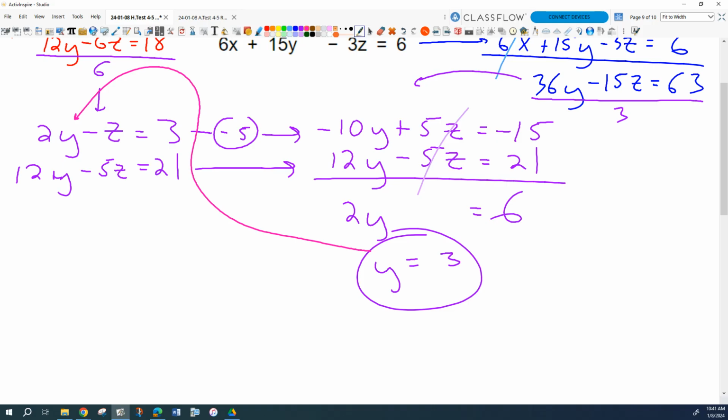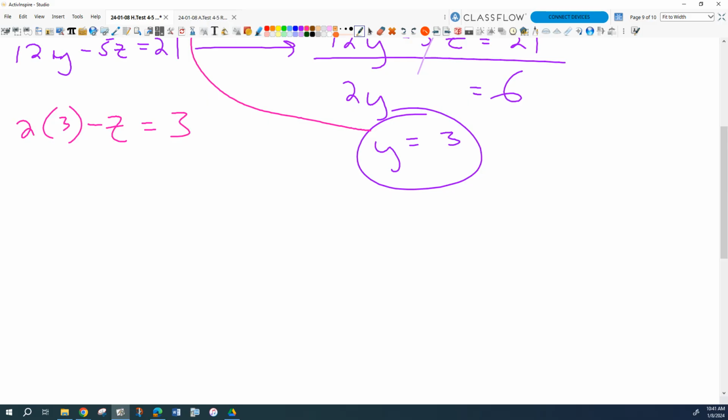So that's going to give us 2 times 3 minus z equals 3. That gives us 6 minus z equals 3. You could solve this any way you want to, but let's say I push the z over here and subtract 3. Aren't I just going to get z equals 3? You could also just ask yourself, 6 minus what is 3? Well, 3, right? So we got 2 of them.